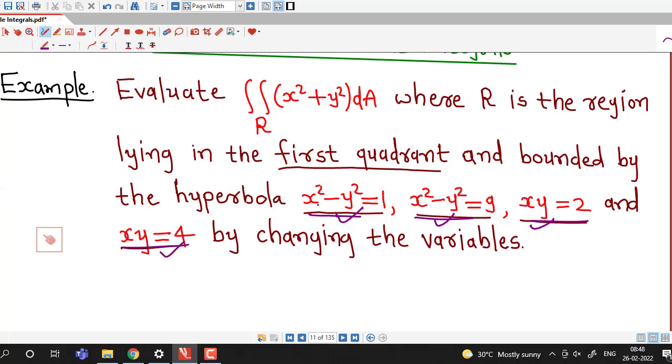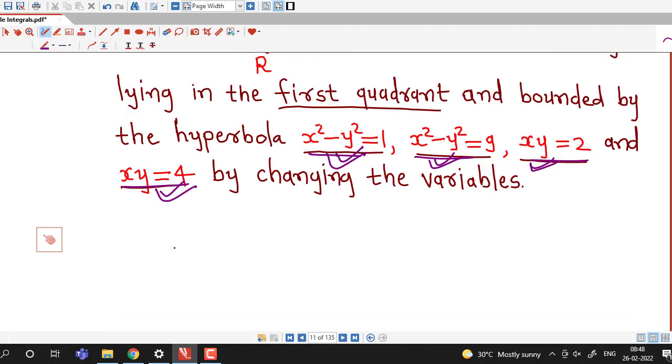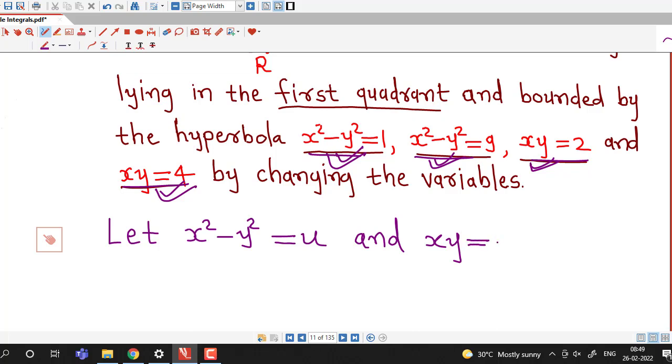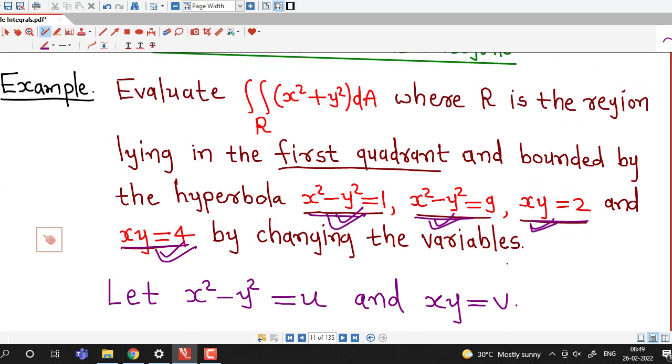So if we observe, we have x square minus y square in these two hyperbolas, and in these two hyperbolas we are having x into y. So we can consider the transformation. We can consider x square minus y square equal to u and x into y equal to v. So using this transformation we are changing the variables from x, y to new variables u and v.